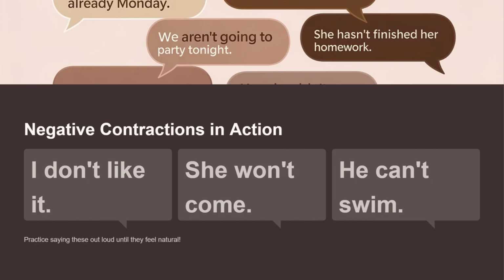Negative contractions in action. I don't like it. She won't come. He can't swim. Practice saying these out loud until they feel natural.